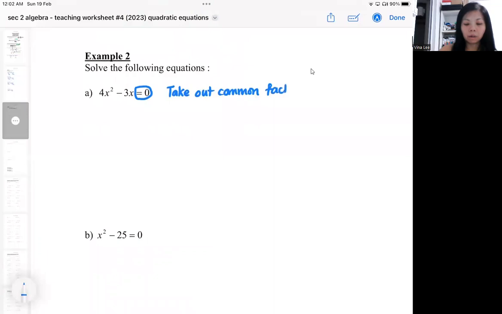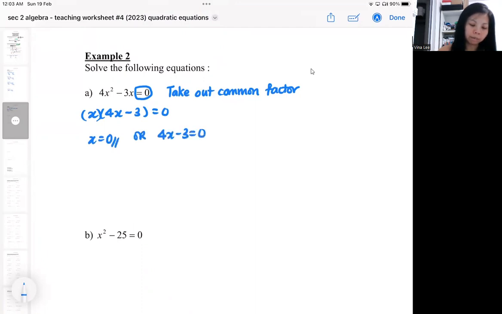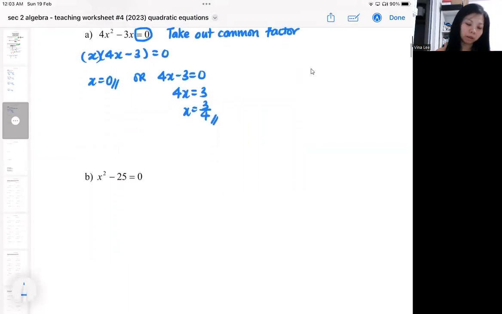So remember there are 4 methods. So I can do a take out common factor and I get 2 brackets. So I get a product equal to 0. So bracket times bracket equal to 0. So it will become a 0 when x is equal to 0 or when 4x minus 3 is equal to 0. Okay, so that's one of the basic methods of factorization.